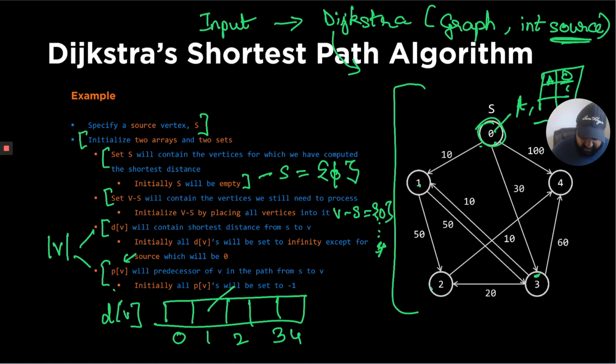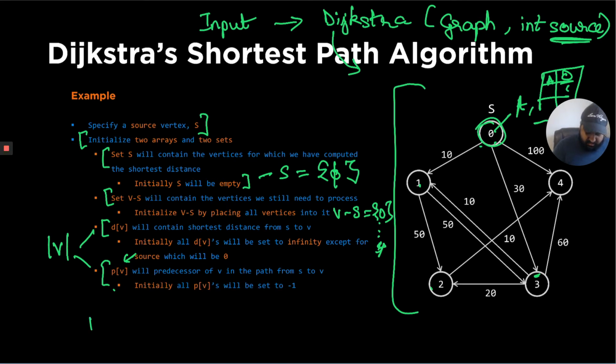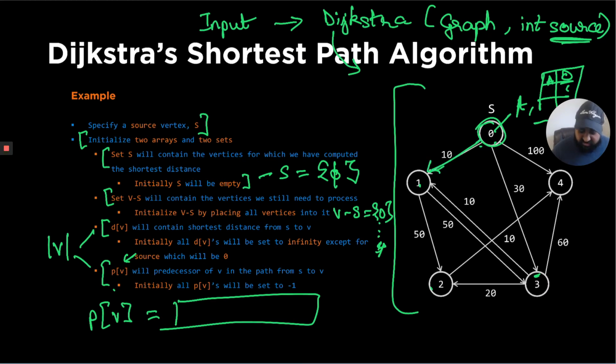Next, we have another array called PV. This will contain the predecessor of V in the path from S to V. I'll give you an example. Let's say we have the shortest path from 0 to 1 as 10. In this example, it's going to be 10 because all the other ones are going to be longer, as you can visually see. So at position 1, we will store its predecessor node to reach that path. In this case, 1's predecessor is 0, so 0 will be stored.